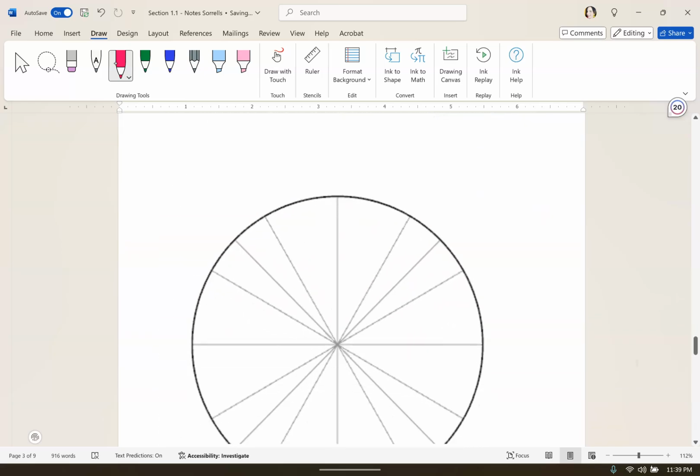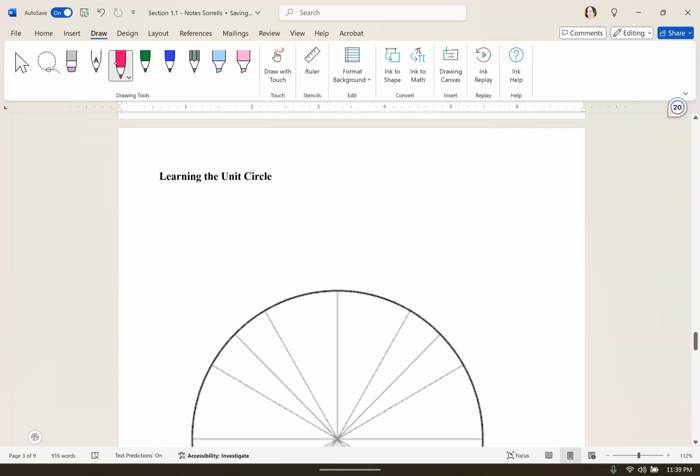And here we go. Technically you are getting ready to learn the unit circle. However, we are not doing the full unit circle. We are just doing a portion of the unit circle.